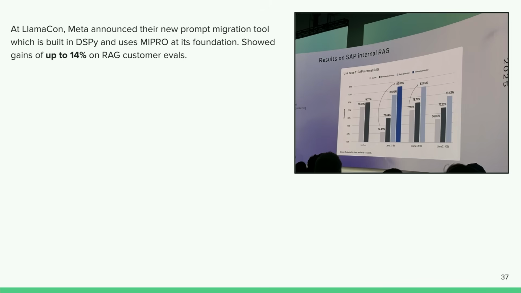So thanks to a lot of the team's work on this and the reliability of MIPRO, at LlamaCon a couple of months ago, Meta announced a new prompt management tool and migration tool that they use to allow people to move off of other models to the latest Llama models. And lo and behold, at the core of it, it was built in DSPy and relies on MIPRO and delivers up to 14% gains on their RAG customer evaluation.